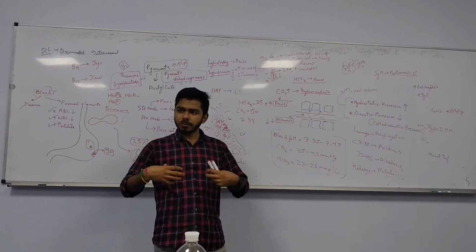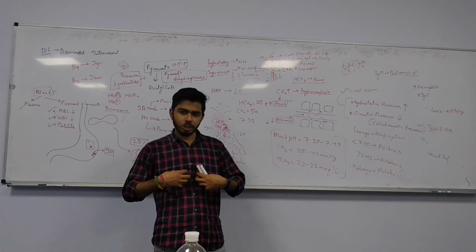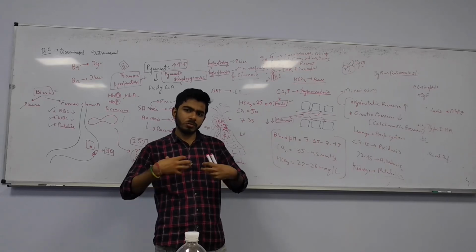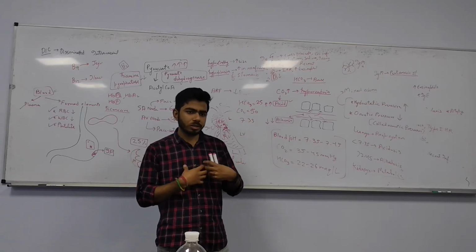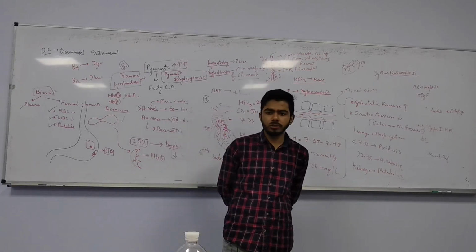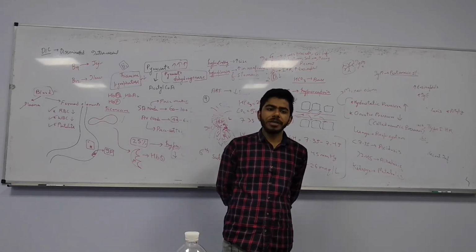Then some kind of chest trauma. Chest trauma might lead to rib fracture. It might lead to puncture of the lungs. It causes more and more accumulation of CO2 inside the lungs. Again, it will lead to what? Hypercapnia, respiratory acidosis.